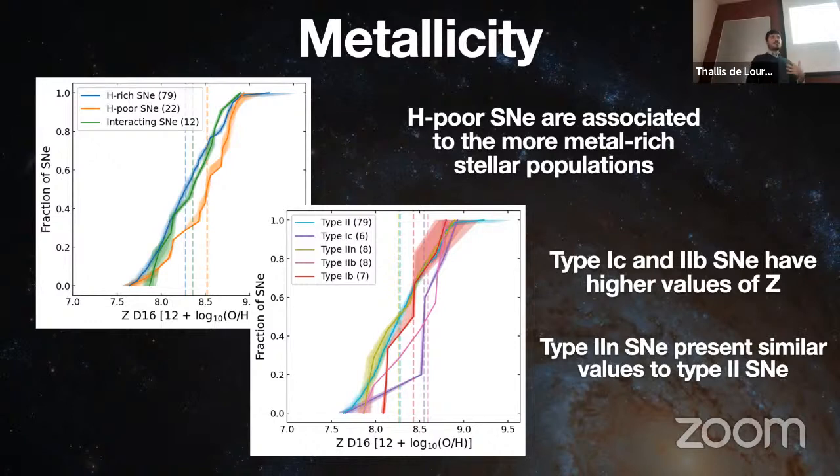And it is curious because we expect these events to happen in more metal-rich environments than type IIs. But this could be telling us that they have a combination of progenitors, not only very massive progenitors, but also less massive ones that can generate this type of event.